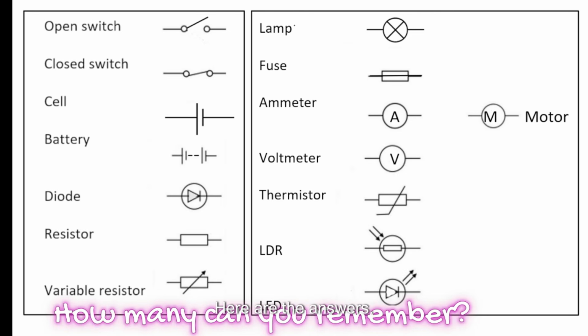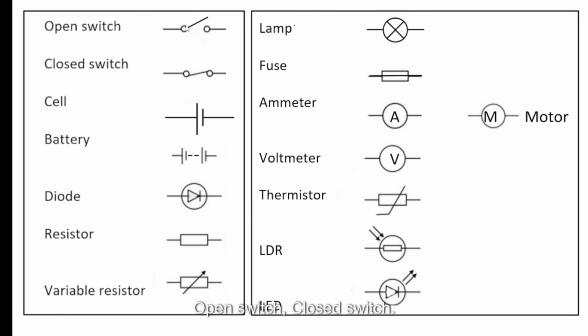Here are the answers. Open switch, closed switch. A cell is here, and this one here is a battery. The difference is that a battery consists of two or more cells connected together. A diode, resistor, variable resistor. It's easy to memorise this because a variable resistor has this control arrow, which means the resistance can be changed. Lamp here. This one is a fuse. It's just like a resistor, but the line goes all the way through.